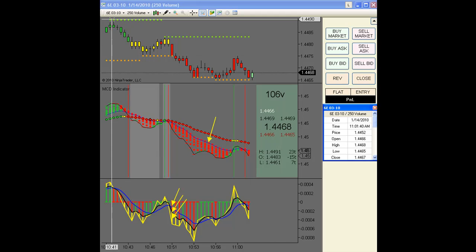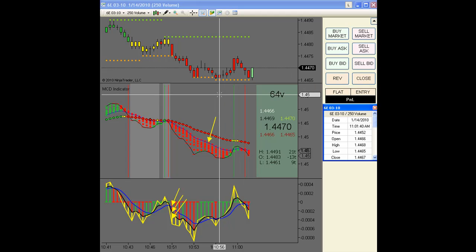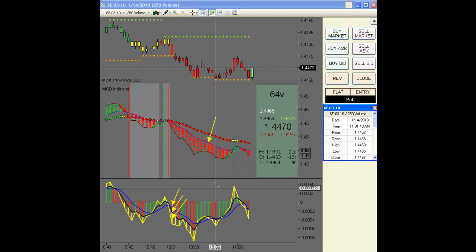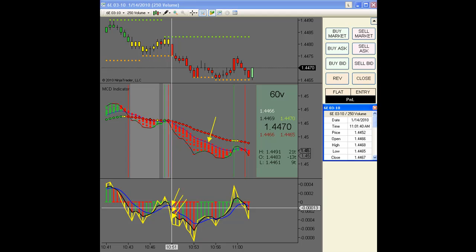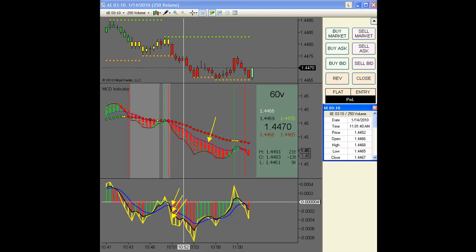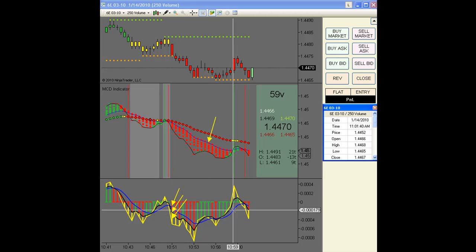This is the 6E, that's a euro currency. It's $12.50 per tick. What we try to do is wait for these pullbacks. Now this one would be a bad entry right here, a crossover, although the spread looks kind of iffy right there. Usually you want to have a spread in progress with the red zero line and the red histogram. Wait for this pullback here.